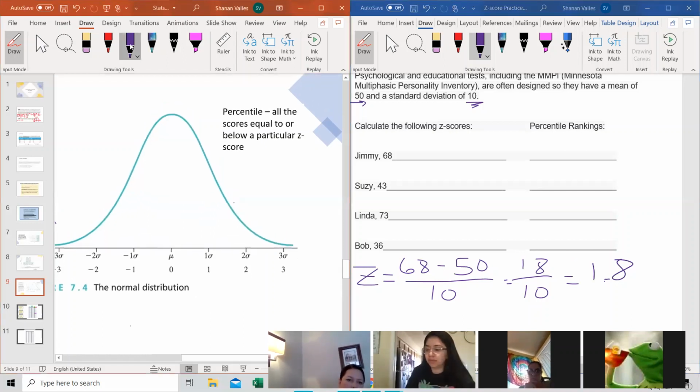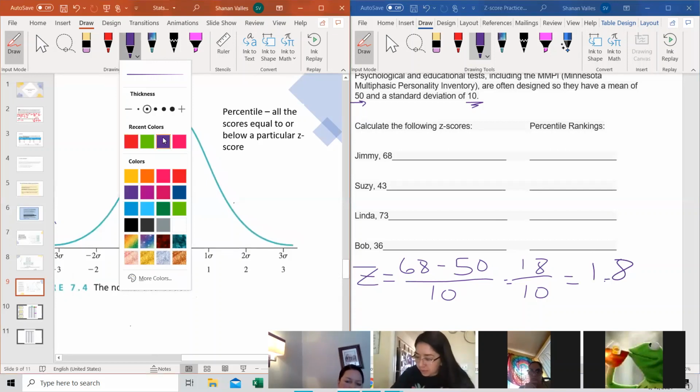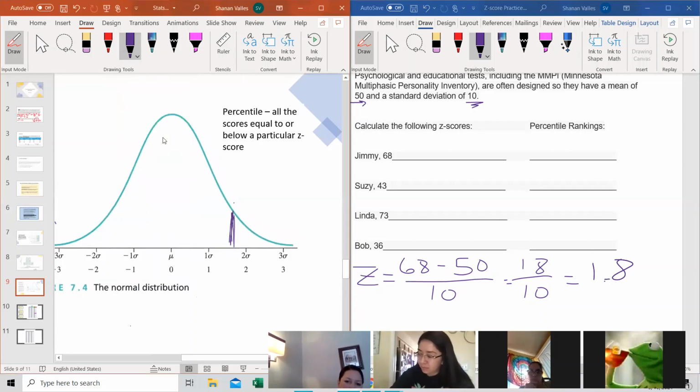That would put him maybe about right here. Okay, doesn't have to be perfect. We're not into exacts, which is nice, right? In statistics, that's a cool thing. We don't have to be exact.